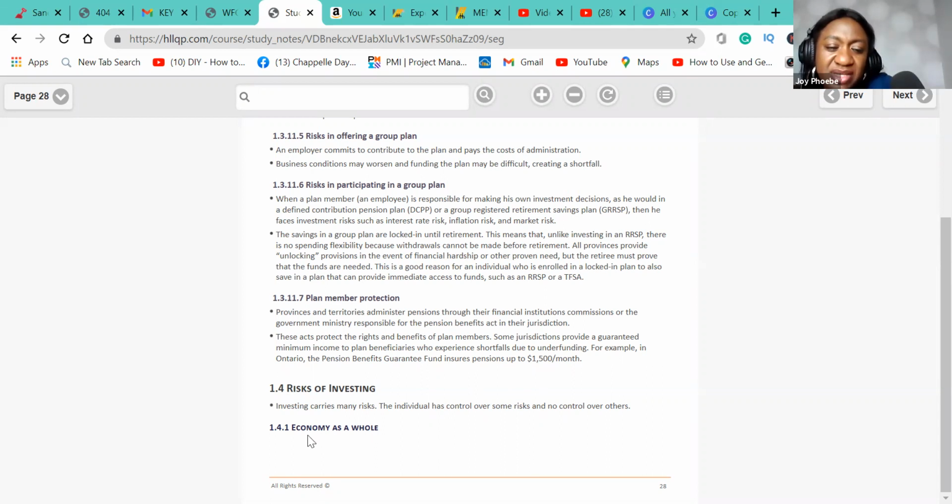Risk of investing: investing carries many, many risks. The individual has control over some risks and no control over others, right? Then we also need to look at the economy as a whole. Is it the pension benefit guarantee fund?